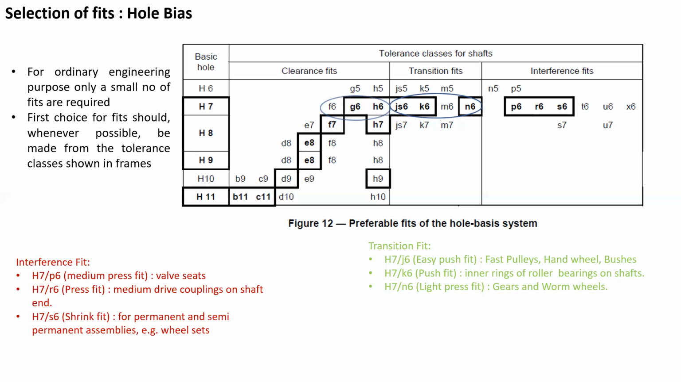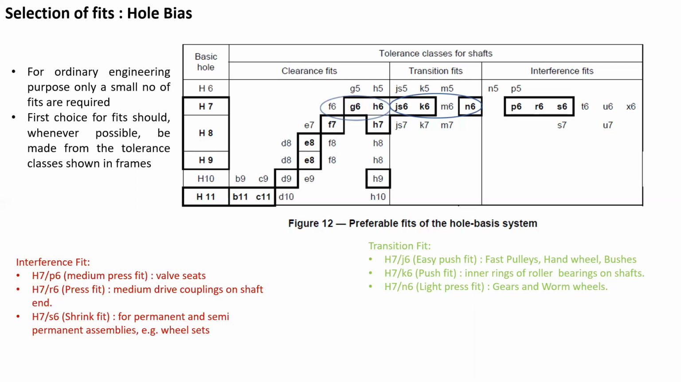So next is the interference fit. Interference fit can be further classified into many categories. H7P6 is a medium press fit. It is used between the valve seat and the body on which the valve seat is fitted.